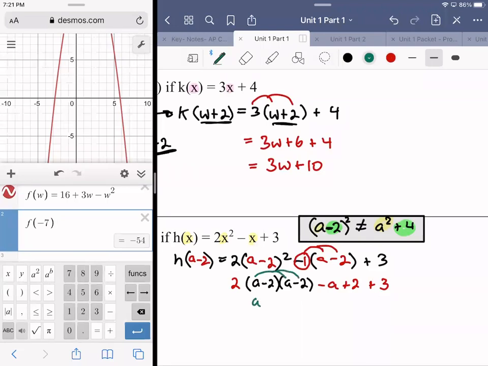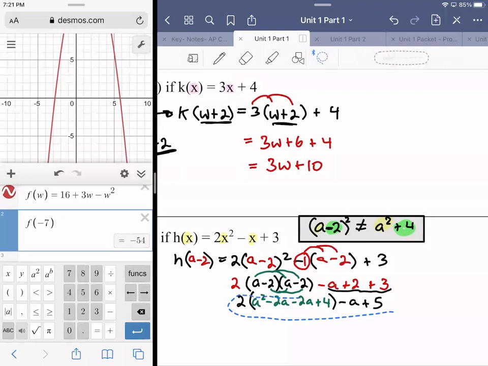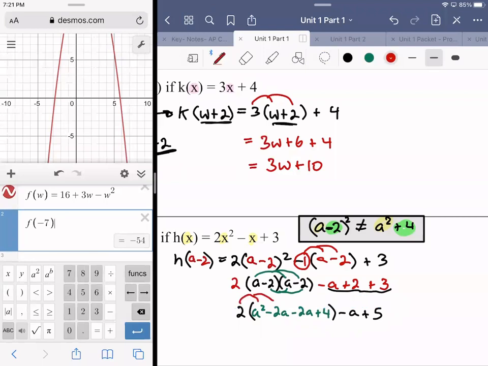A times a is a squared. A times -2 is -2a. -2 times a is -2a. -2 times -2 is positive 4. But don't forget that whole thing is getting multiplied by the 2 in the front. And then you have all this stuff at the end here, -a plus 5. So a little bit more distributing. The 2 is going to get run through.